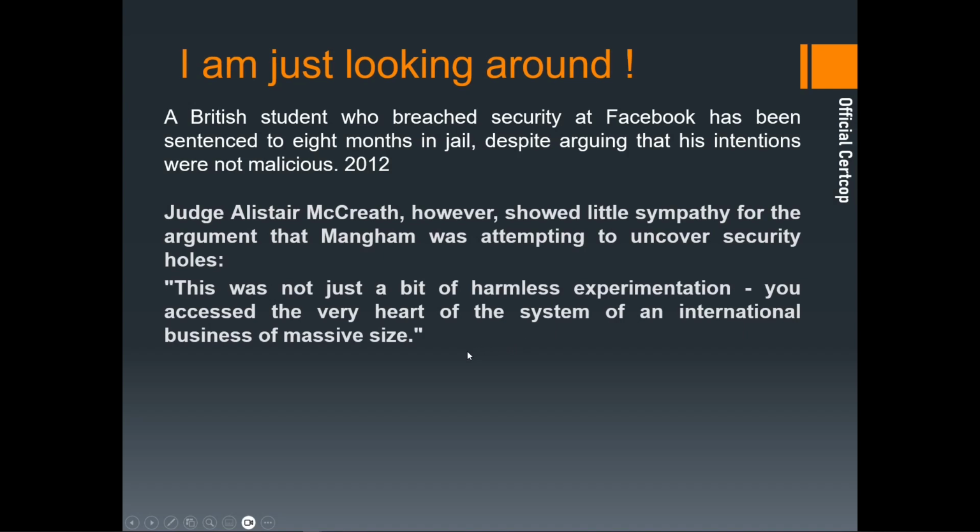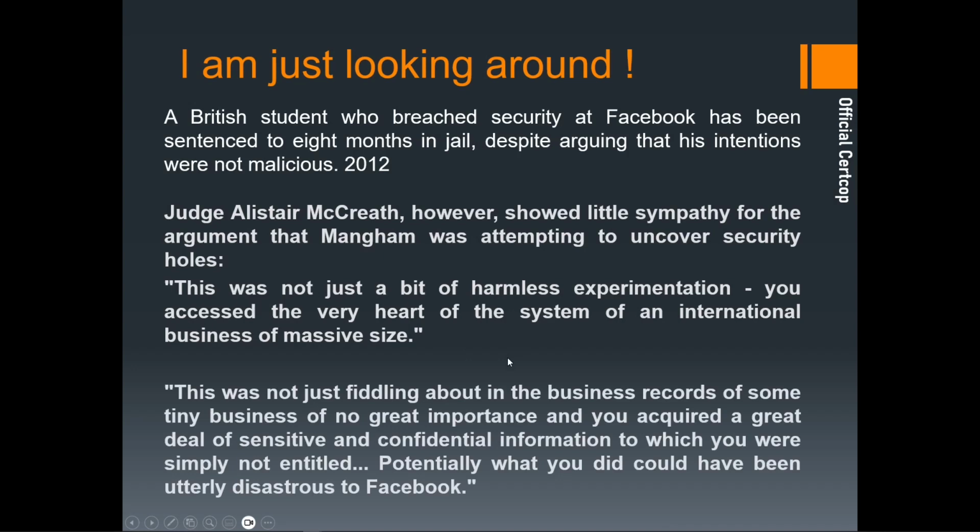He accessed the very heart of the system at an international business of massive size. This was not fiddling about in the business records of some tiny business of no great importance. He acquired a great deal of sensitive and confidential information to which he was not entitled. Potentially what he did could have been disastrous for Facebook.